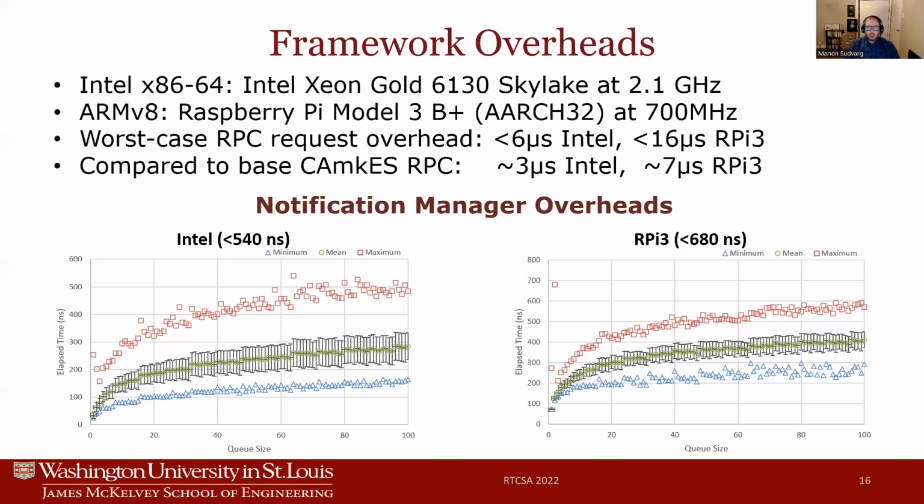Additionally, we measured the overhead of our notification manager, which exhibits good quasi-linear growth as the number of waiting threads increases. Even for 100 waiting threads, total time to wait and wake a thread remained under 540 nanoseconds on Intel and under 680 nanoseconds on the Raspberry Pi.